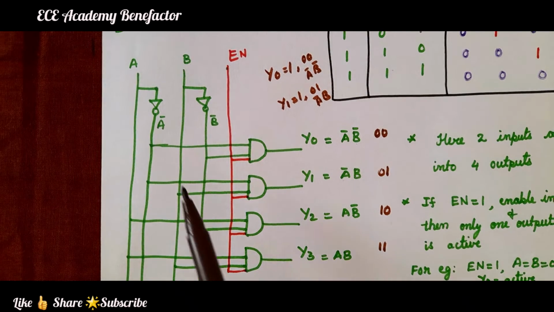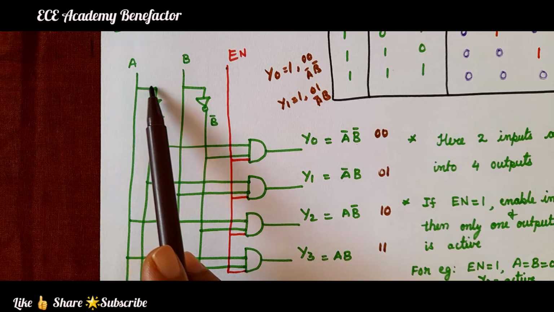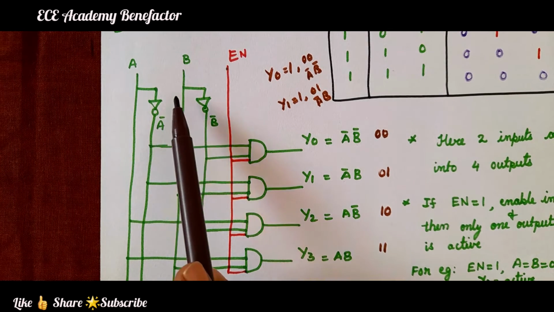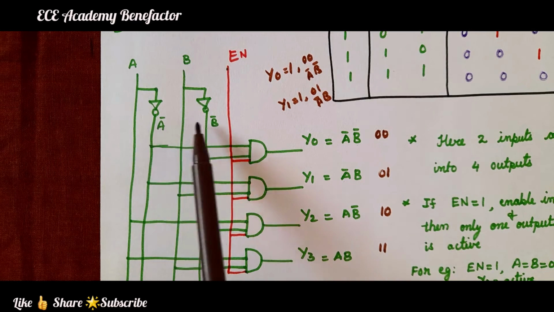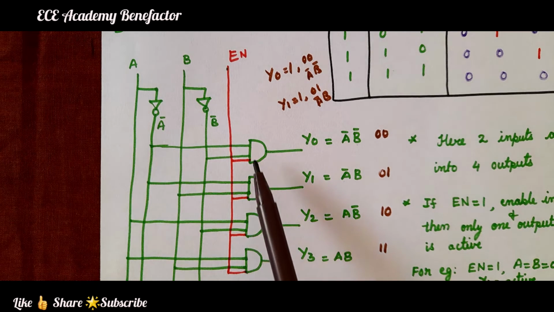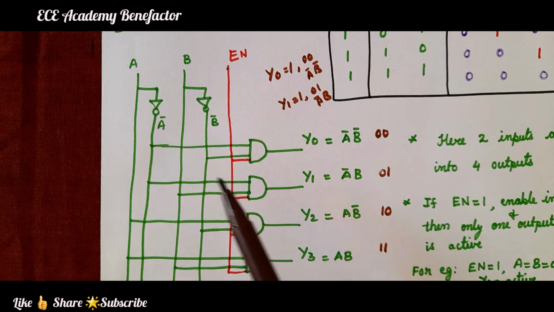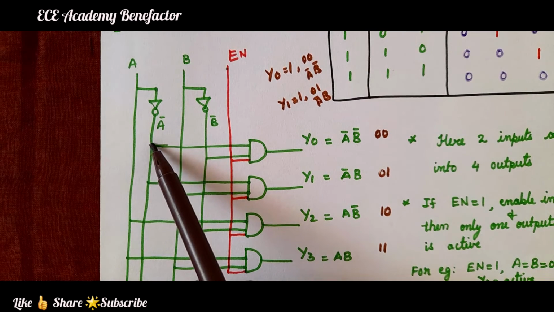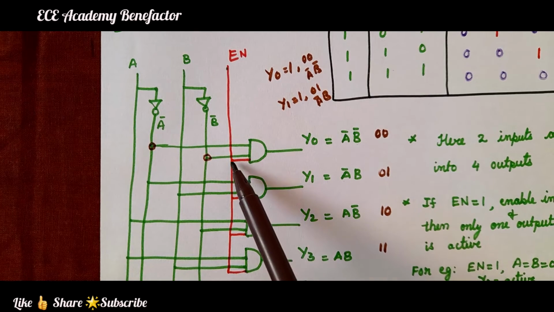So how are they connected? We have taken two inputs A and B, and the input A is connected to a NOT gate to get A bar. So A bar, B bar. These are the input lines, and the enable input is given to all the AND gates to make the output be in the active state. So Y0 should be connected to 0 0. 0 0 means A bar, B bar, and enable input.